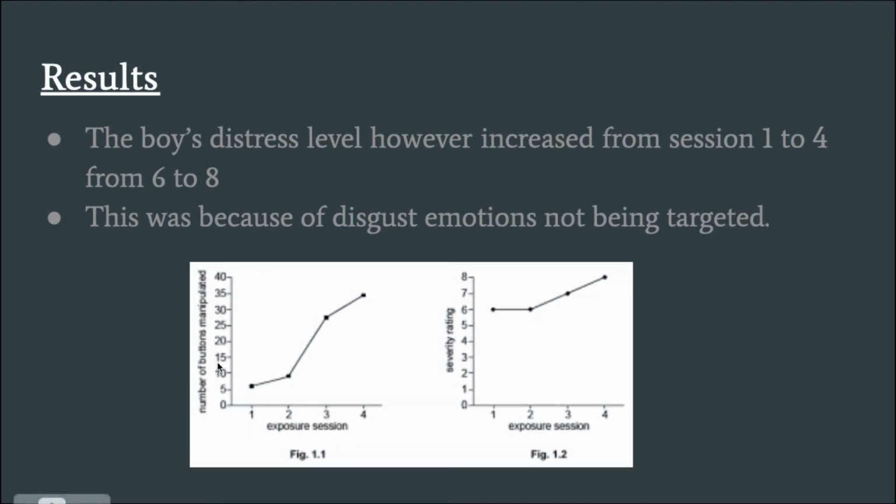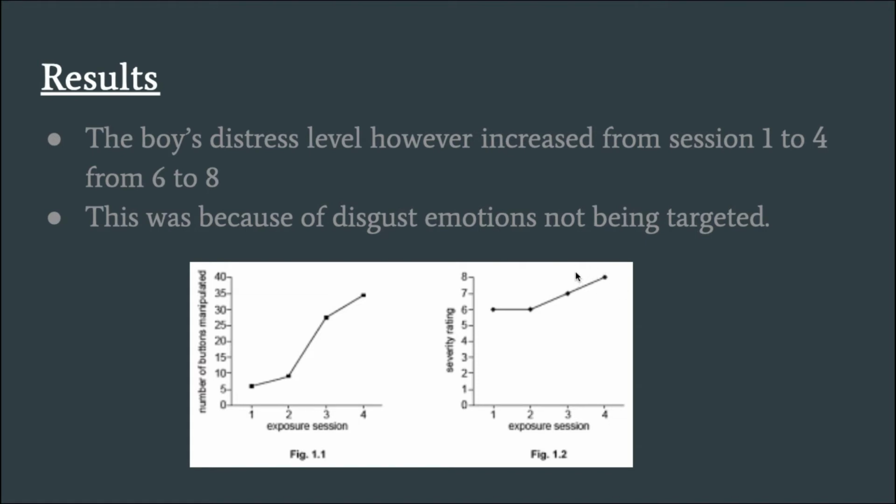So as we see here, the number of buttons that were manipulated increased from 1 to 4. At first he was just handling around 6 buttons, but at session 4 he was handling around 35 buttons. But what we see is that his distress level increases dramatically from session 2 to session 4. At session 2 it was at 6, but now at session 4 it was at 8. So this was not successful. This actually made the situation worse.